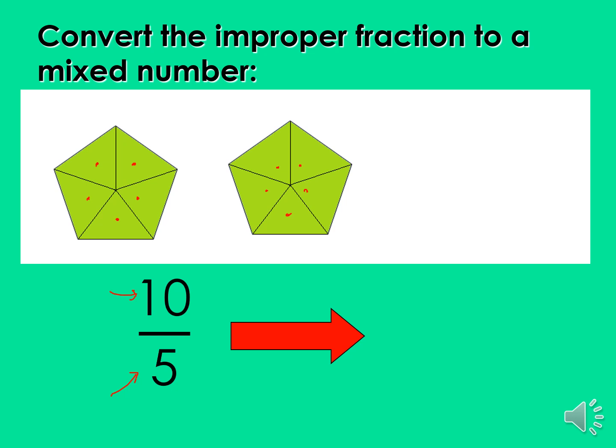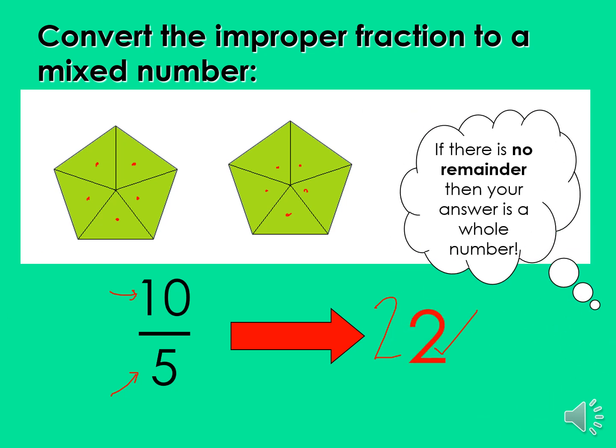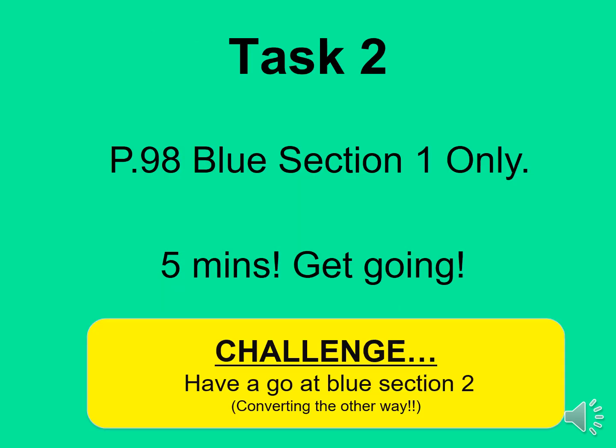So how many wholes have we got altogether? How many of the whole shapes have we got? We've just got 2. So our final answer as a mixed number is just 2. So we don't really need to do anything else with this one. It doesn't really look like a mixed number because there's no extra fraction, but it's just a whole number, so that's fine. So we get 2 as our answer here because there's no remainder.